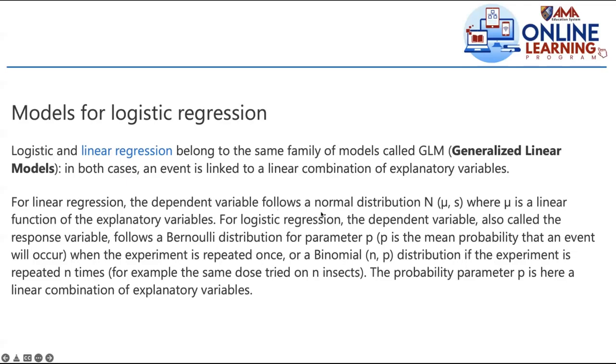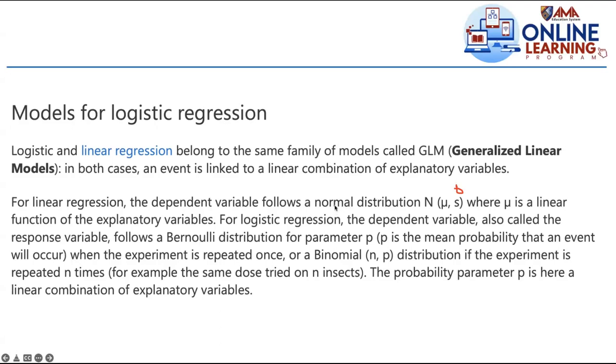Now, for linear regression, the dependent variable follows a normal distribution. This is not mentioned explicitly, but when we discussed linear regression, it was mentioned under the assumptions: the normal distribution. So the point here is that your dependent variable follows a normal distribution, where mu is the population mean, and sigma is the population standard deviation. We use Greek letters. Mu is a linear function of the explanatory variables. So again, we link the mean to the explanatory variables. Okay, so now let's have an example here, like the examples we used in the last lesson.